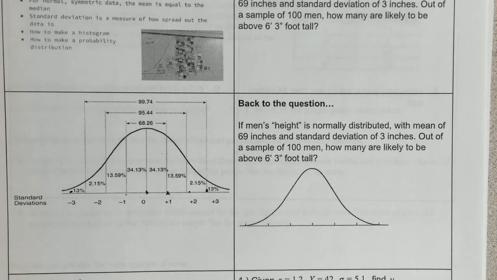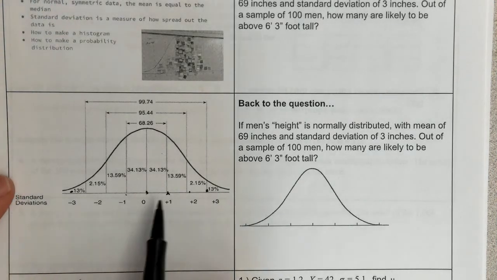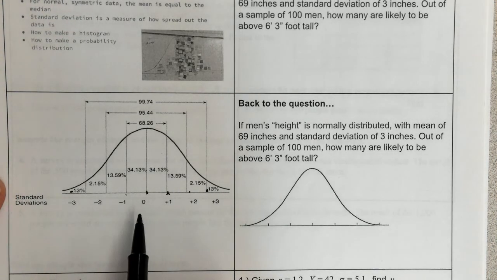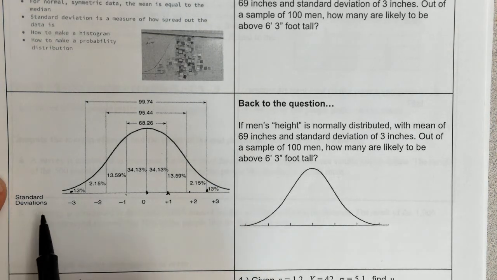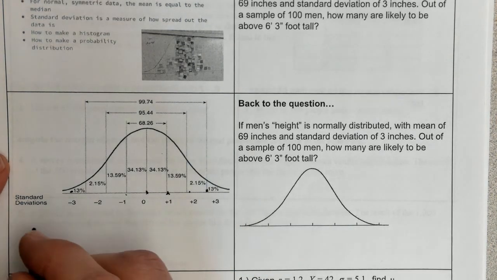So this number down here at the bottom, when it's written like this, where the mean is at 0 and the standard deviation is 1, the number of standard deviations away from the mean is called the z-score.